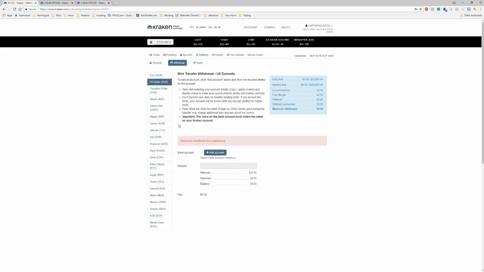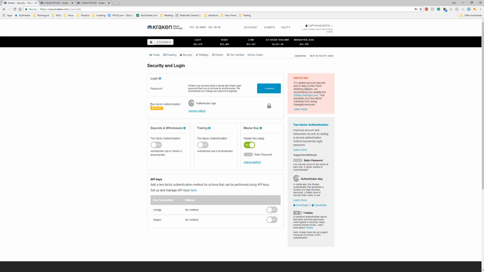So we have this right here, and then the audit, I don't want to click on that because that shares personal information. Security: two-factor authentication, master key, trading. If you wanted to do two-factor authentication for trading, that's kind of a pain, because every time you take things on or off, as far as a trade, if you want to buy or sell, you're going to have to put in your two-factor authentication.